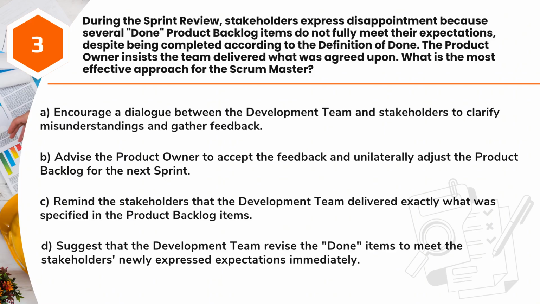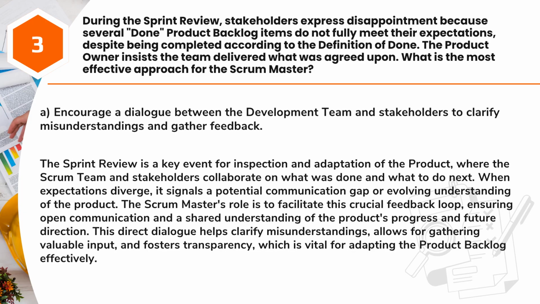A. Encourage a dialogue between the development team and stakeholders to clarify misunderstandings and gather feedback. B. Advise the product owner to accept the feedback and unilaterally adjust the product backlog for the next sprint. C. Remind the stakeholders that the development team delivered exactly what was specified in the product backlog items. D. Suggest that the development team revise the done items to meet the stakeholders' newly expressed expectations immediately.